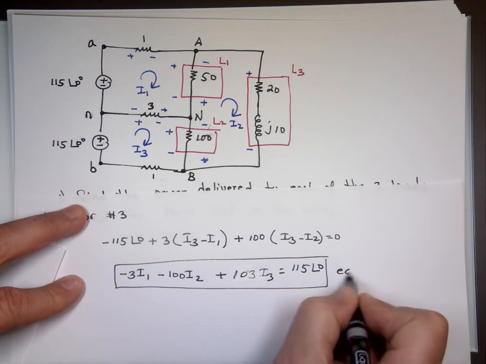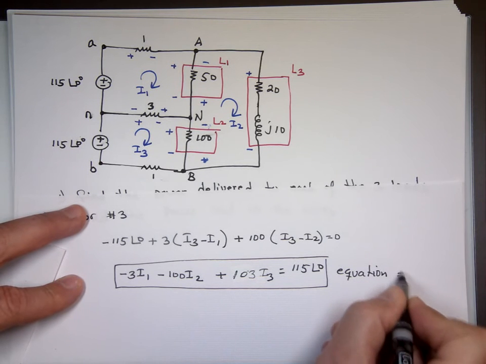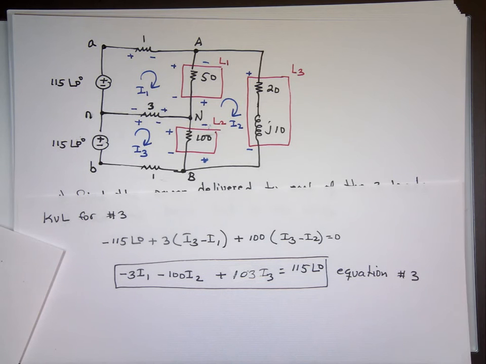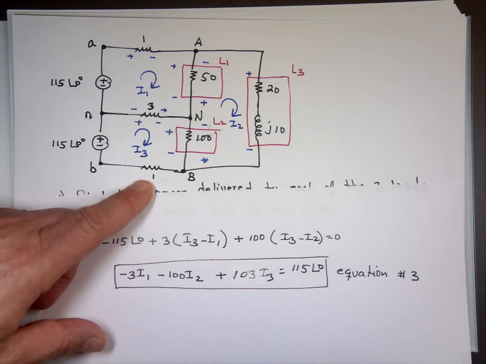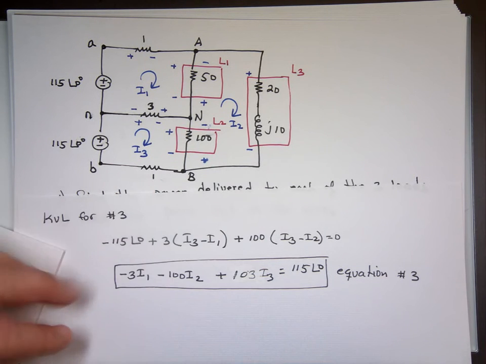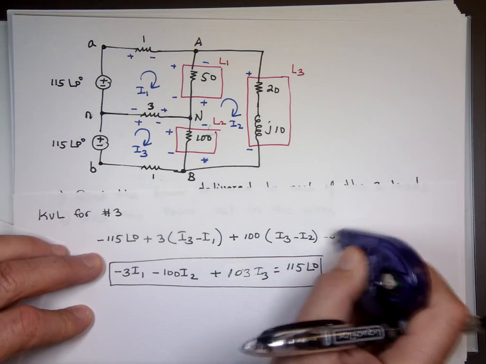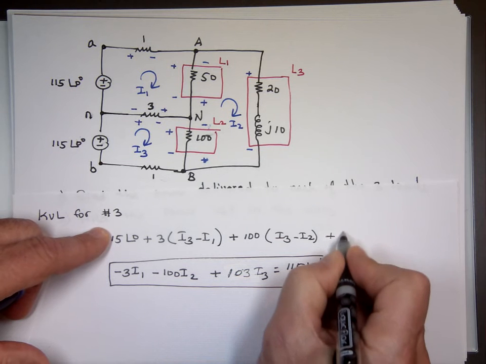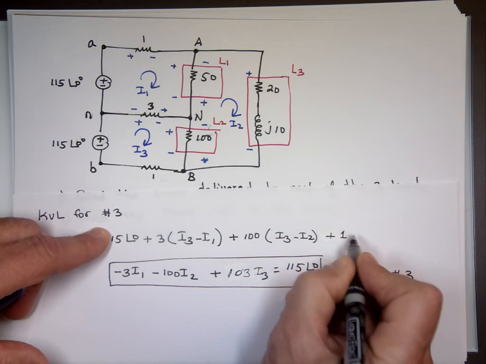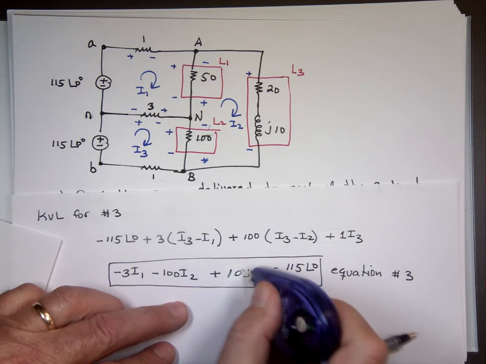So now I have 3 equations by 3 unknowns. Did I leave it out? Oh, it looks like I left this guy out. Good eyes. I left the resistor on the bottom. That'll make it what, 104 now? Thank you.